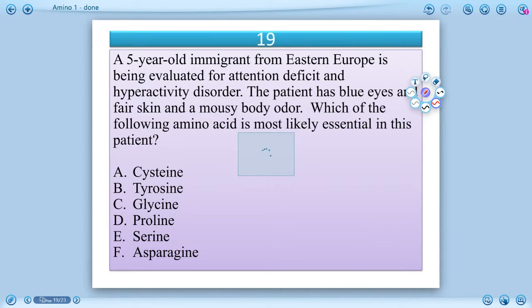A 5-year-old immigrant from Eastern Europe is being evaluated for attention deficit and hyperactivity disorder. The patient has blue eyes, fair skin, and mousy body odor. Which of the following amino acids is most likely essential? Mousy body odor. PKU.